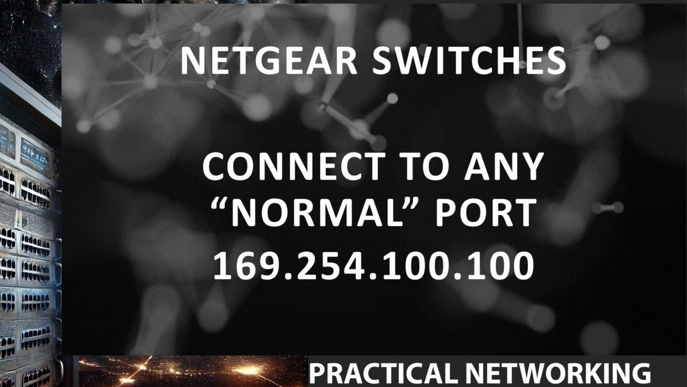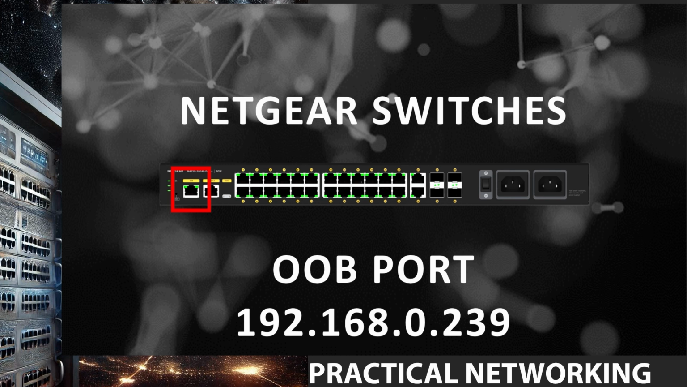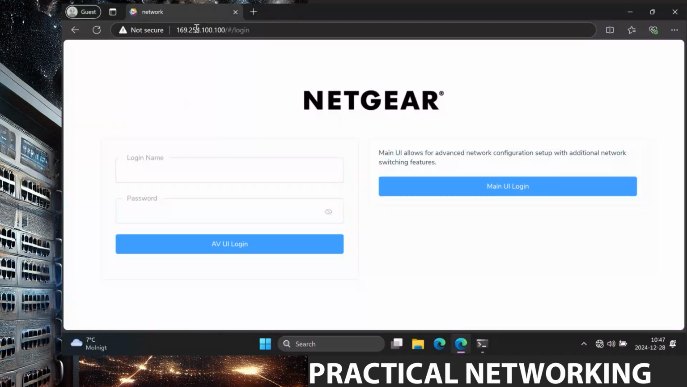There is also another port that can be of interest, and that's the one marked with OOB, out of band. If you connect to that port instead, you can reach the switch on IP address 192.168.0.239. Of course, then you have to set an IP address on your computer first. So let's go back to our switch. This is our web page again.